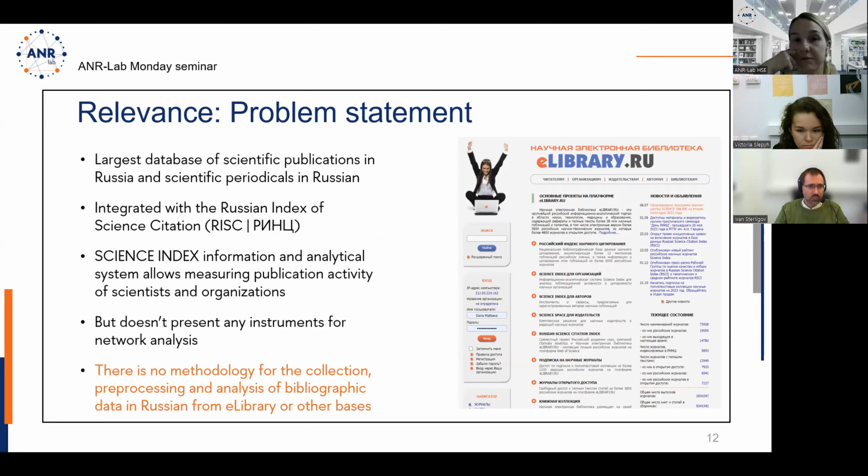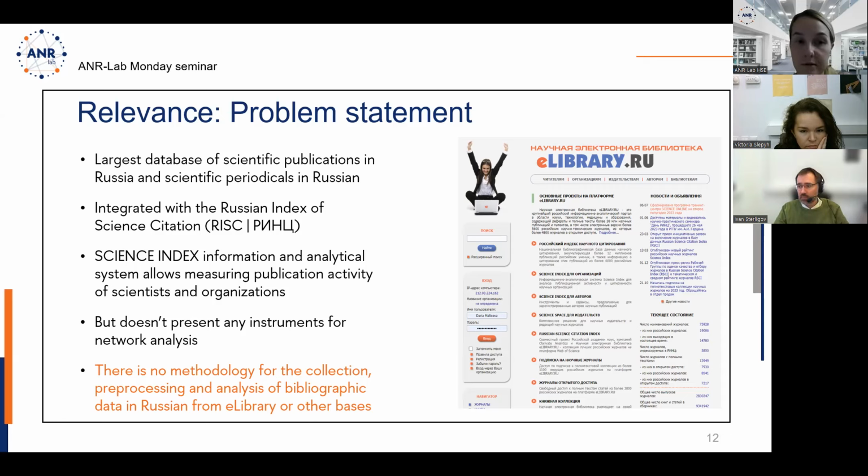Going further, if it's not a good idea to analyze the Web of Science database, then we should stick to some other database. And of course, the first option would be eLibrary, because this is the largest database of scientific publications in Russia. What else we should say about it is that it is integrated with the Russian Index of Science Citation, Российский индекс научного цитирования. And there is an information and analytical system called Science Index, which allows to measure the publication activity of scientists and organizations.